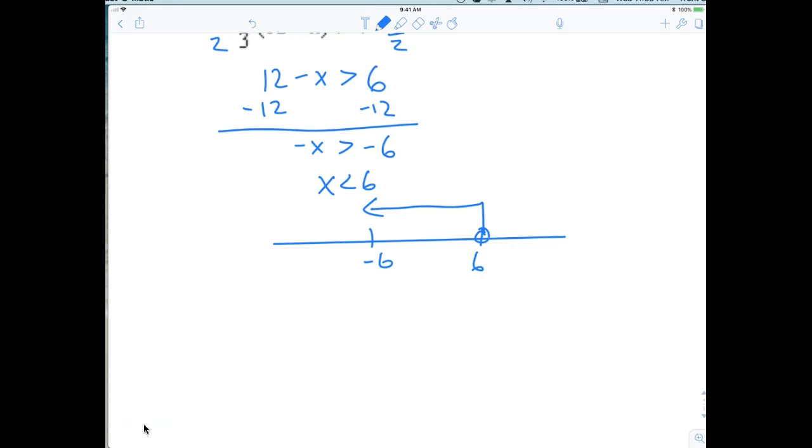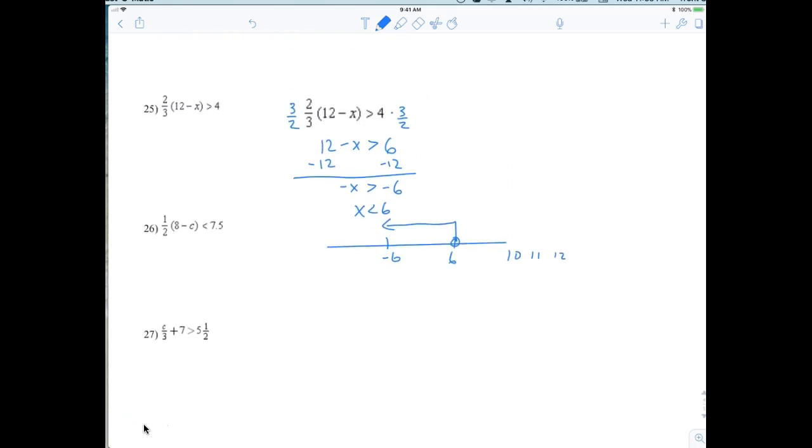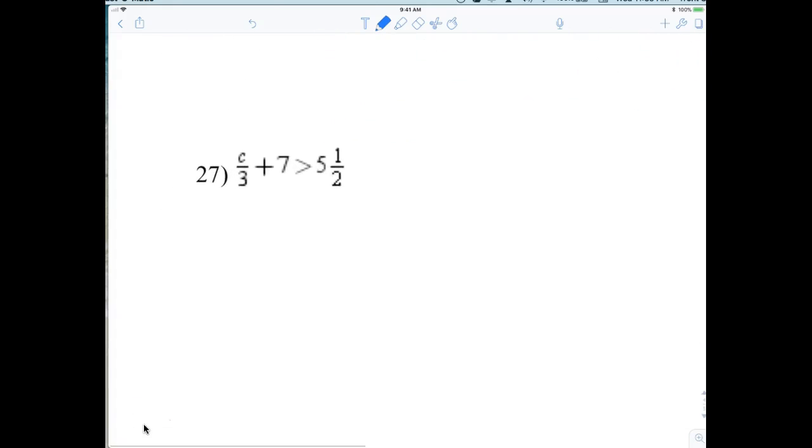If I'm getting smaller, I'm going to the left. Do you agree with that? If I'm getting bigger, I'm going to the right, because this would be like 10, 11, 12. You see what I'm saying, right? Bigger is to the right. Less than is to the left. All right, looks like we need a little practice on that. So let's check out 27.